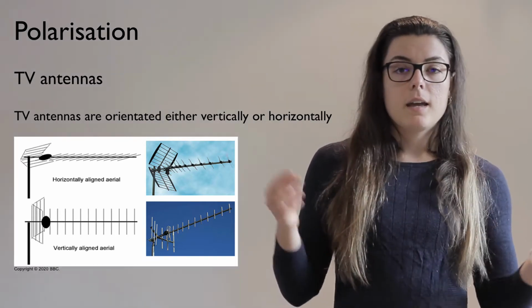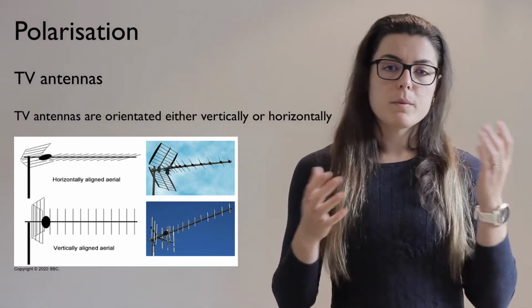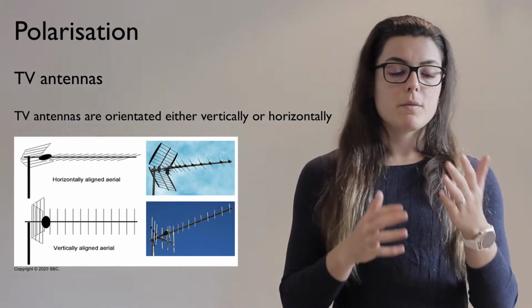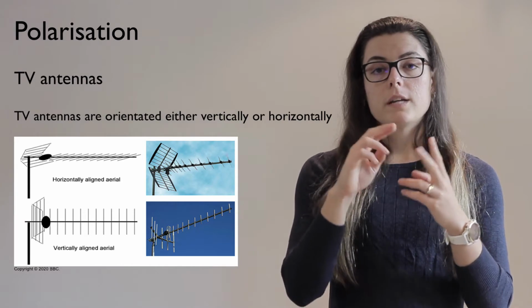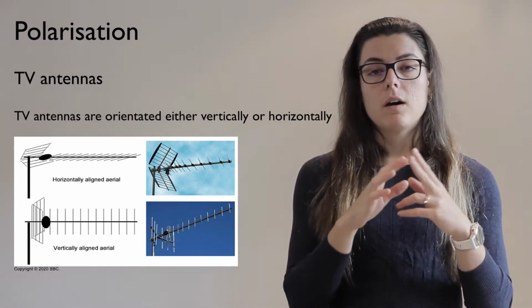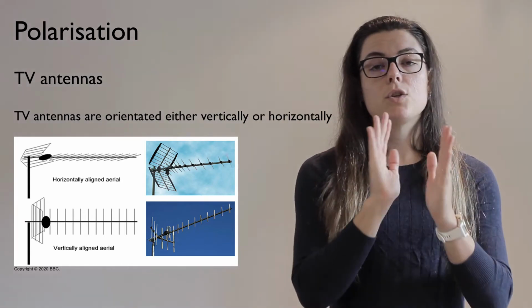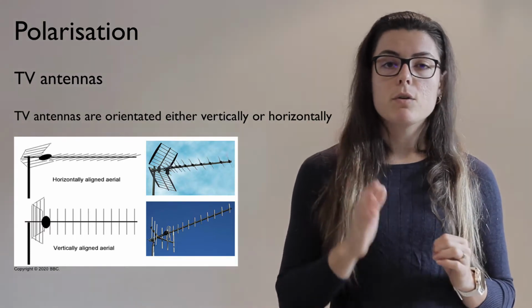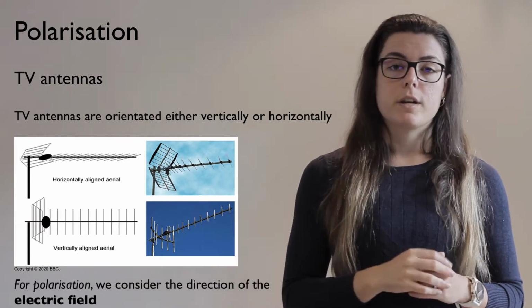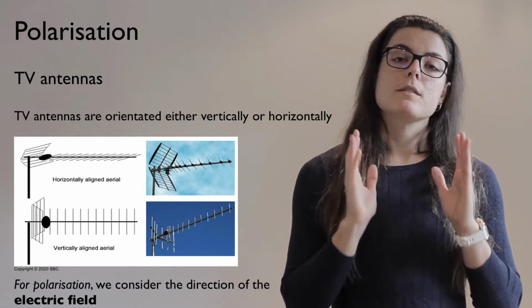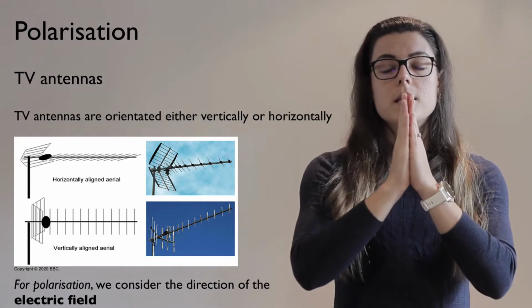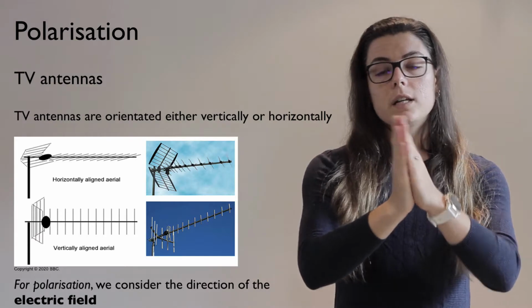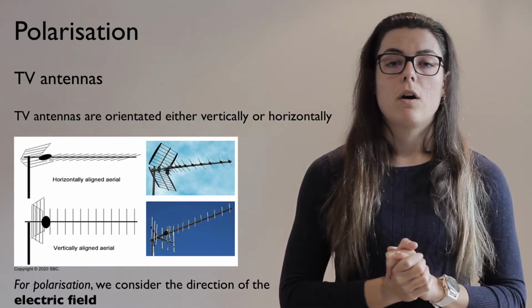And when I say waves, of course, when we think about electromagnetic radiation, remember, we have both electric and magnetic fields, and they are oscillating perpendicularly to the direction of travel of the wave. So when we're talking about polarization, we're talking specifically about the electric field, not the magnetic field, just the electric field. So is the electric field oscillating vertically or is it oscillating horizontally?